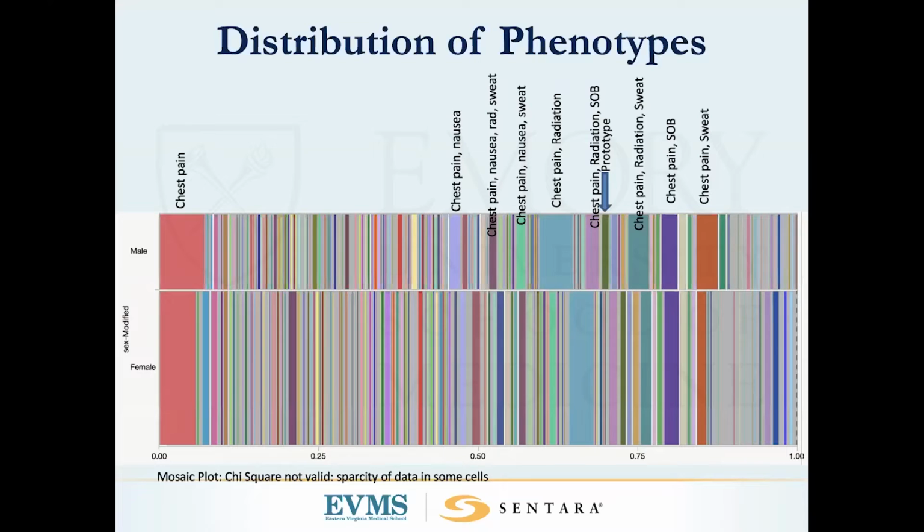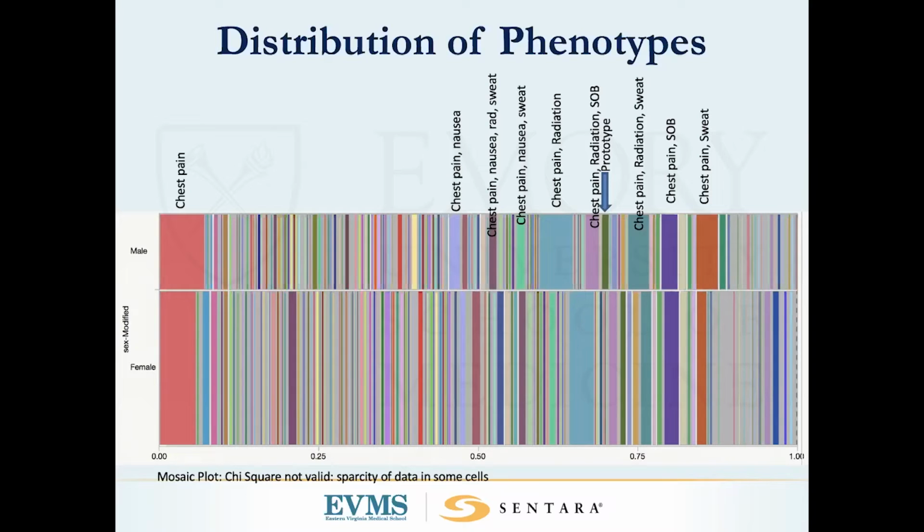This is a mosaic plot where each one of these stripes is actually one of the phenotypes. And you can see that, first of all, the columns are twice as tall for females than males because of the 2-to-1 enrollment ratio. But you can see the relative distribution of the phenotypes in women and men. You can just glance at it and see that there's something different about women and men here. Unfortunately, we couldn't do just a chi-square analysis because of the sparsity of data in most of those cells, but you can see how things are distributed here.